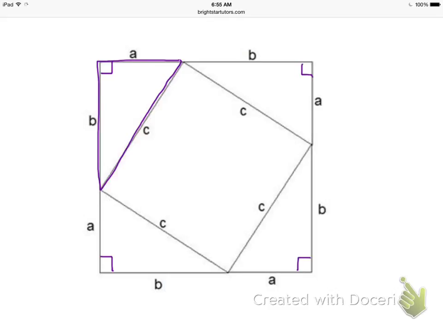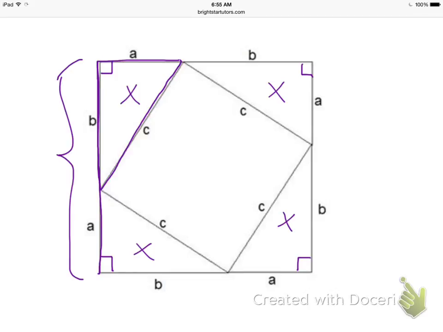So what we've created is by making 4 copies of this triangle, here's 1, 2, 3, 4 copies of the triangle, and arranging them to form a large square. Notice the side lengths of this square are A plus B. So it's a square, A plus B square.